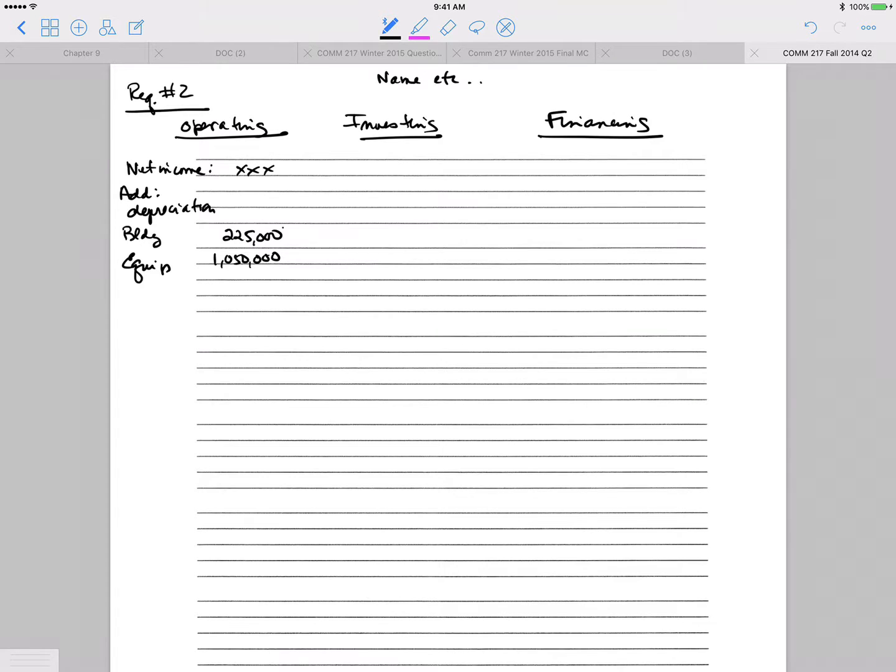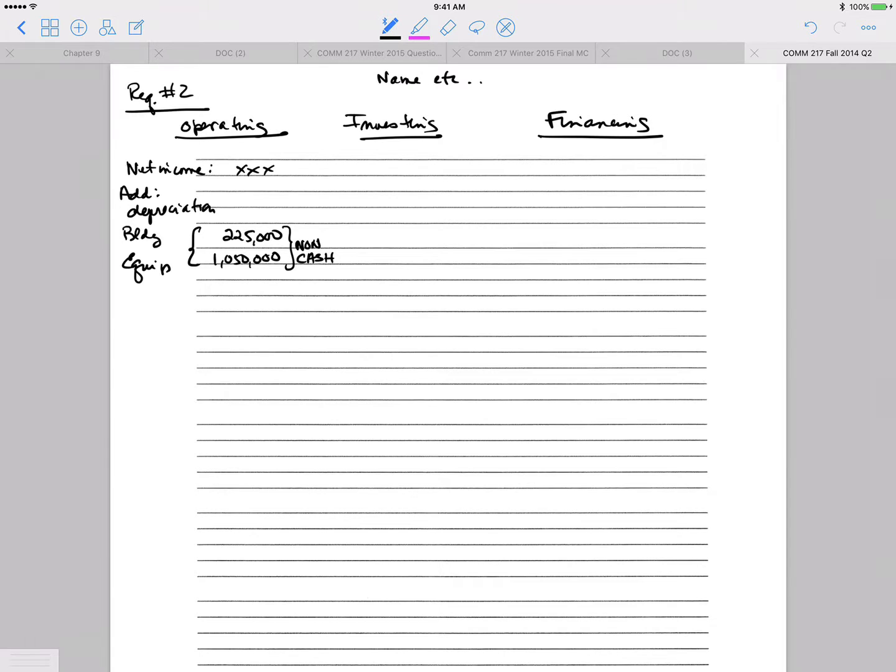This is a non-cash expense. If you remember what depreciation is about, it's the allocation of a cost that was incurred in a prior period to the future periods that are going to benefit from this. In other words, we are not paying anyone $225,000 or $1,050,000 for depreciation. This is simply an allocation of a prior cost to a future period. So it's a non-cash expense.